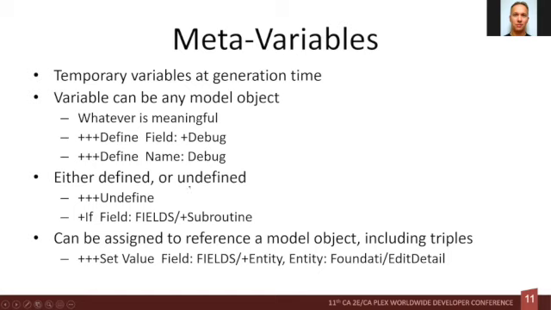And with meta variables, you can assign any object in the model to a meta variable. And then from that point, you can query its triples, inheritance path, and other things. So an example here, I want to work with the edit detail entity, and I can assign that to a meta variable called plus entity.